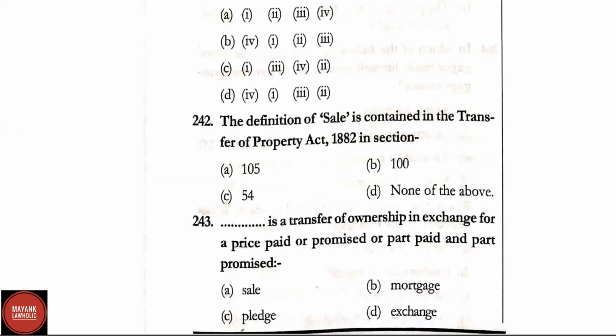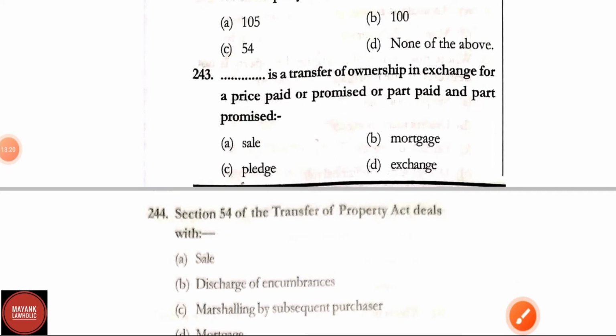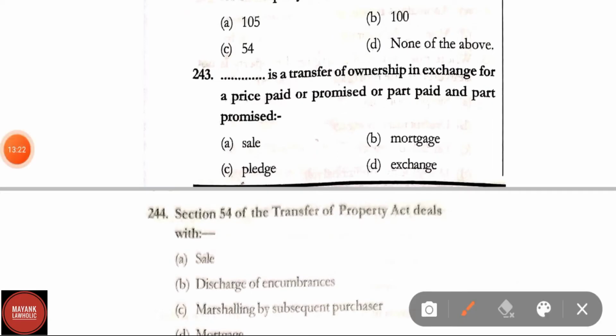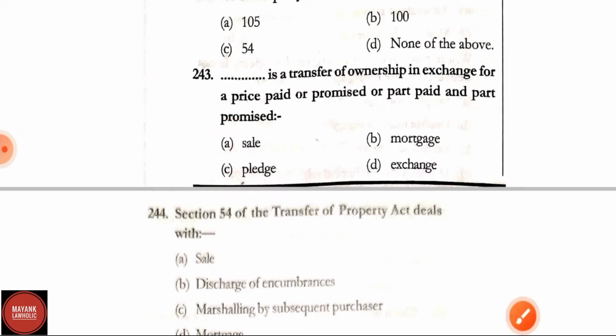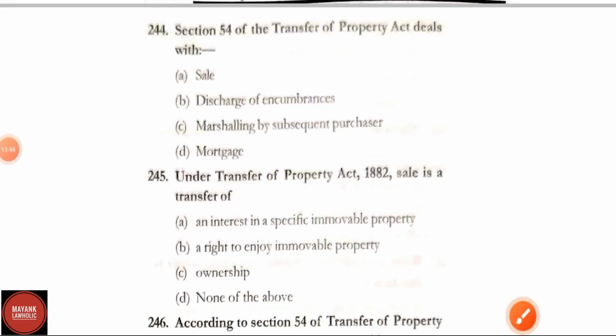The definition of sale is contained in the Transfer of Property Act 1882 in section 54. Question number 243. Dash is a transfer of ownership in exchange for a price paid or promised or part paid and part promised. Correct answer is option A, that is sale. Sale is a transfer of ownership in exchange for a price paid or promised or part paid and part promised. Question number 244. Section 54 of TPA deals with. Correct answer is option A, that is sale.